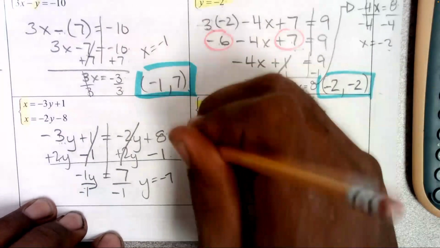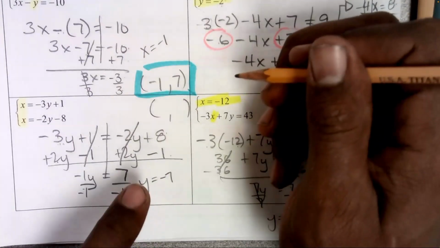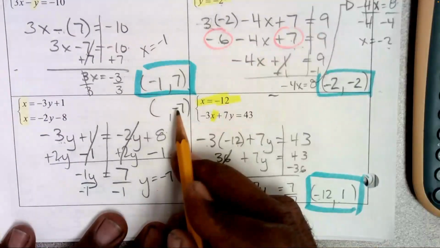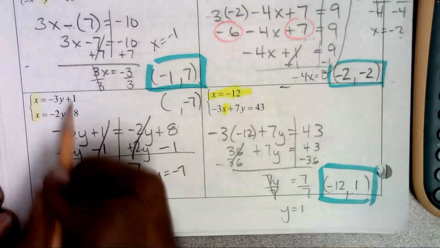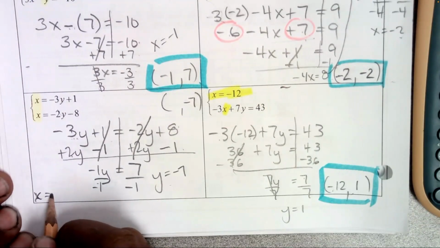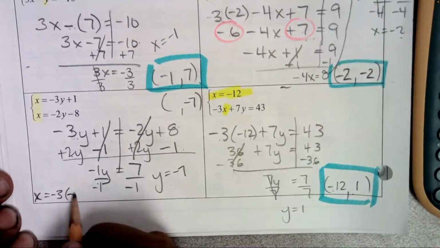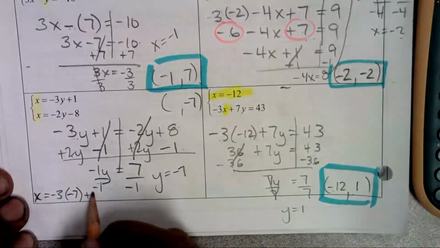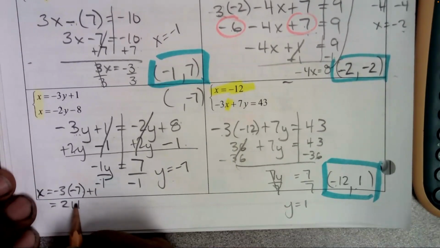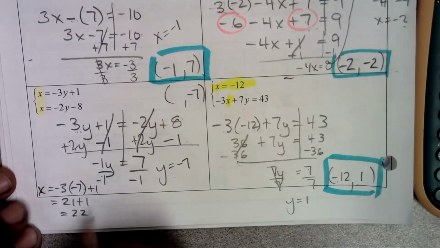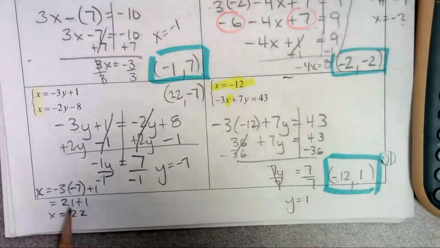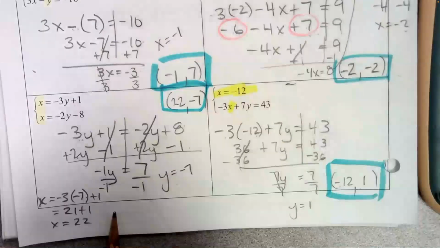All right, so that's the first number. But remember, you need to solve for both y and for x. So that's y we just got, so I put that there. And then we got to plug in the 7 to either equation, doesn't matter. I'm going to use the first one. So x equals negative 3 times my answer, negative 7, plus 1. So then it's negative 3 times negative 7, that's positive 21, plus 1 equals 22. So there's my answer, x equals 22. So my final answer will be x equals 22 and y equals negative 7.